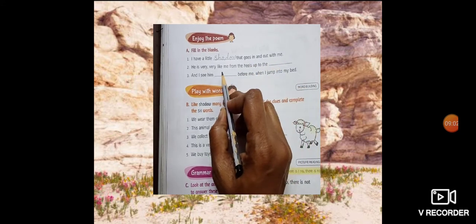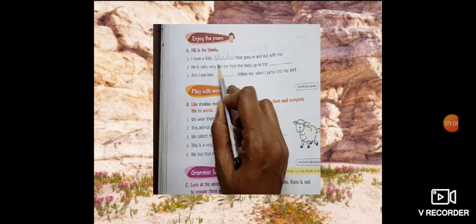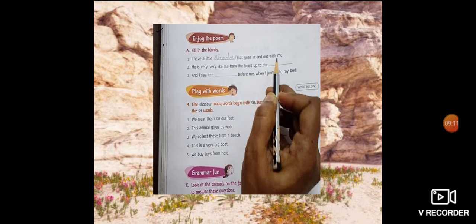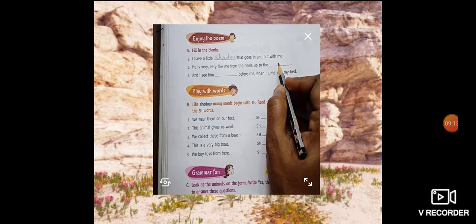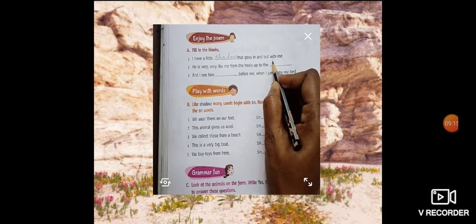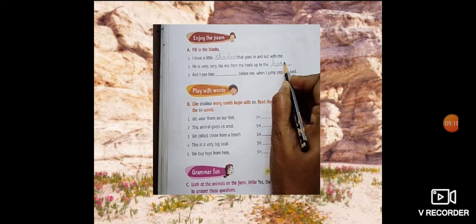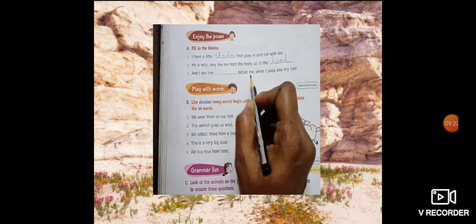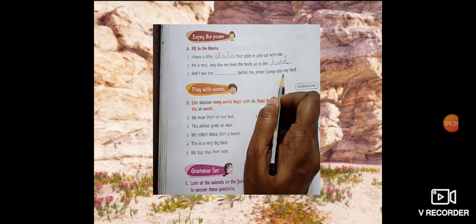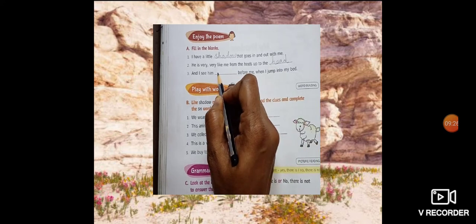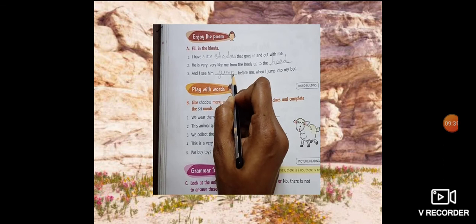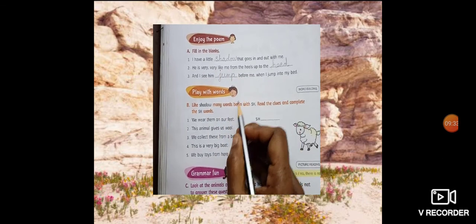Okay, next, he is very very like me from the heels up to the, what is the answer? Head. Third one, and I see him jump before me when I jump into my bed. So what is the answer? When I see him jump before me. Okay, that is the answer.